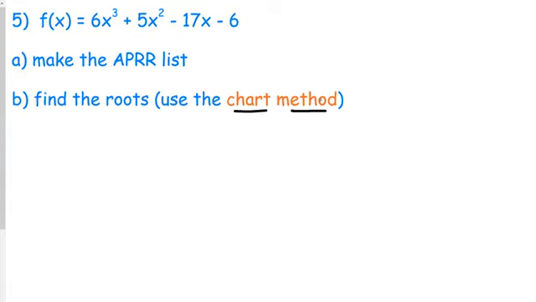So you're going to have to trust me today. If I show you the chart method and you think it looks like too much, just believe me, as we move on in the next few days, it's going to be really important. So first of all, let's do the APRR list.